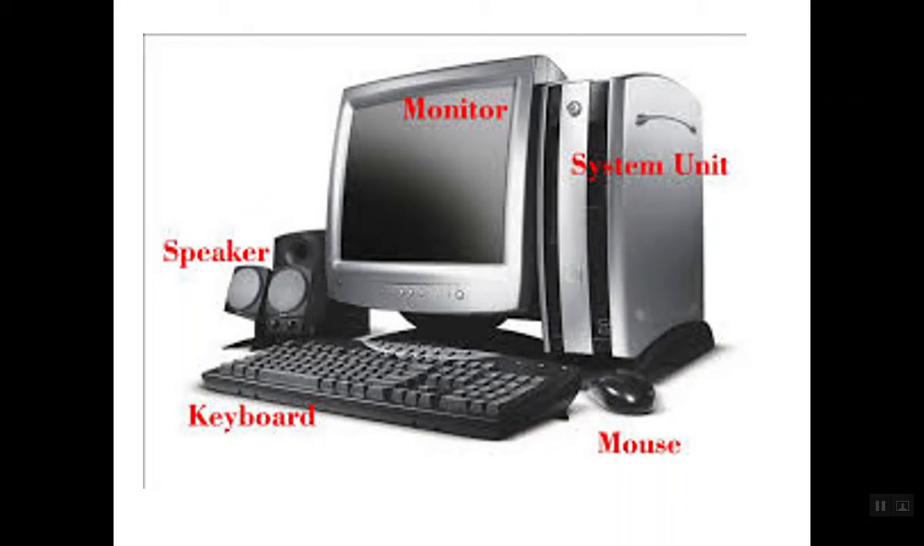We have the monitor here, which has 2 names. The other one is called screen. Then we have the system unit. Then we have the mouse here. Then we have speakers. Those speakers are not very important. A computer can work even without speakers. Then we have the keyboard. So these are the 4 major parts of the computer that we looked at.